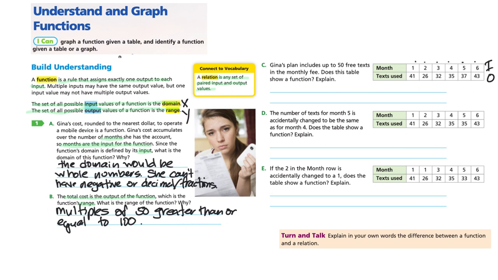So for that one, yes, that's a function because each month is paired with a single output value for the texts used. And you could say because, and just use the definition of a function. There is exactly one output for each input.